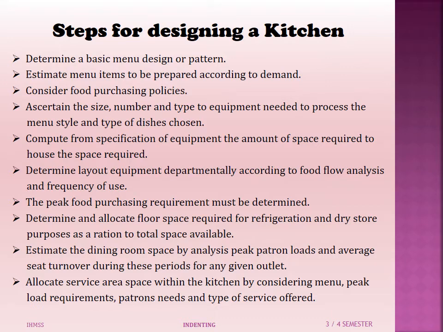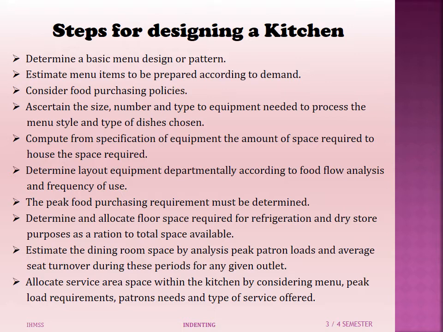Stage 4, designing a kitchen. Number 1, determine a basic menu design or pattern. Number 2, estimate menu items to be prepared according to demand. Number 3, consider food purchasing policies. Number 4, ascertain the size, number and type of equipment needed to process the menu styles and types of dishes chosen. Number 5, compute from specifications of equipment the amount of space required to house the equipment.